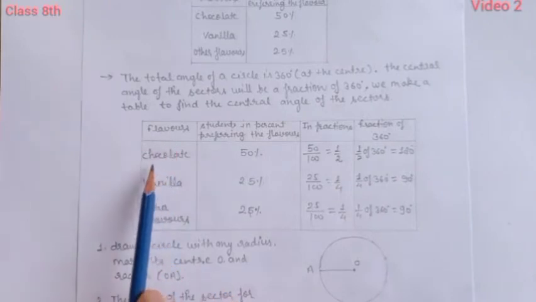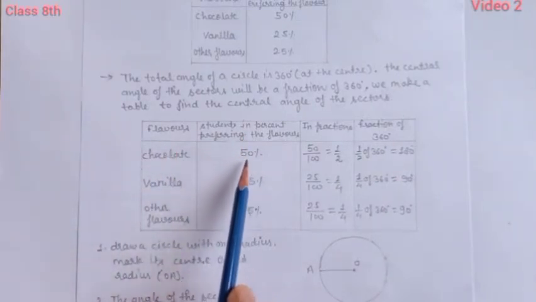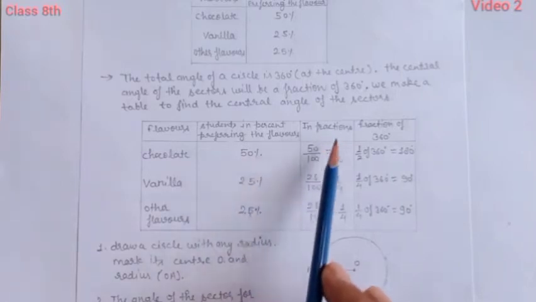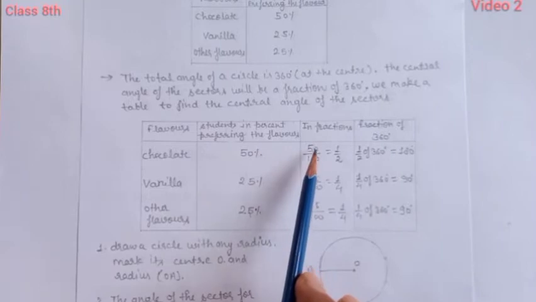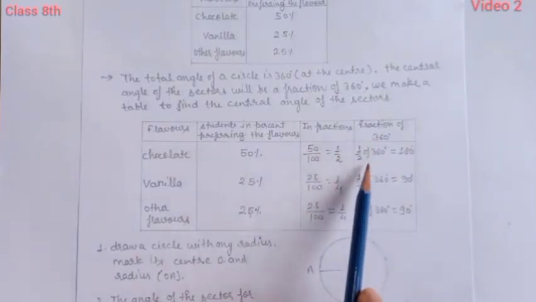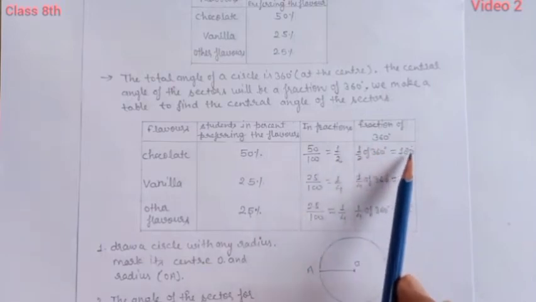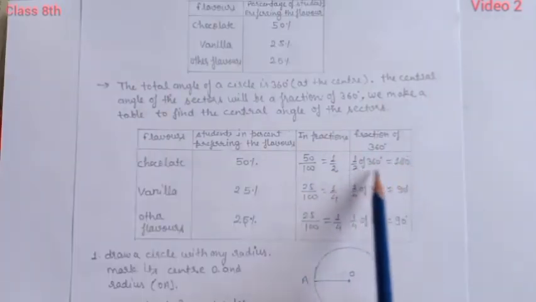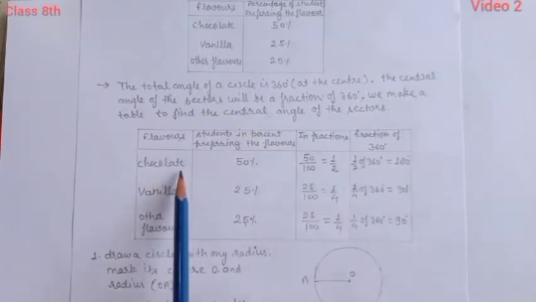So students, it is given that the first flavor is chocolate. The number of students who like it most is 50%. In fraction we can write the percentage by dividing by 100, so 50 upon 100 is equal to 1 by 2. So 1 by 2 of 360, meaning half of 360, is 180. So students, 180 degrees is just half of the circle. So half of the circle represents chocolate here.